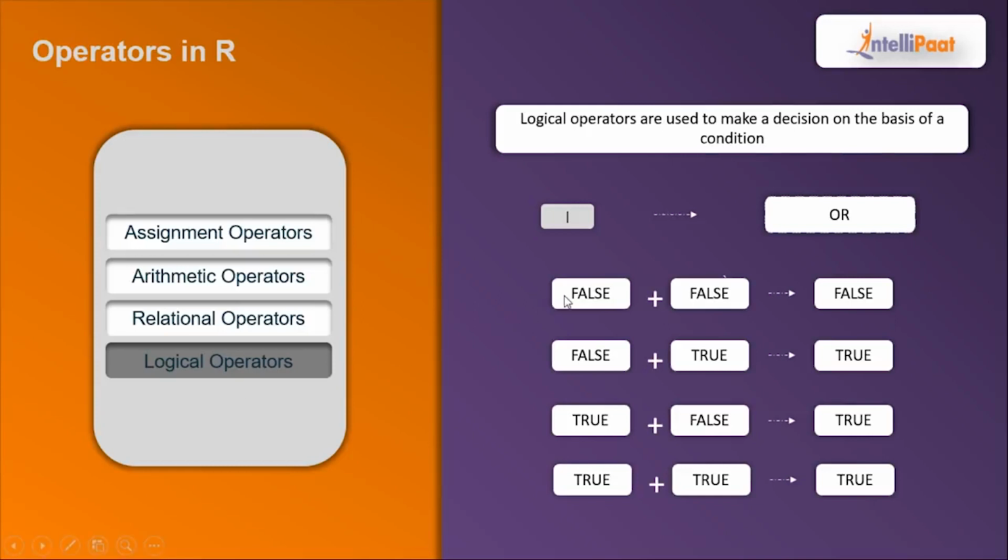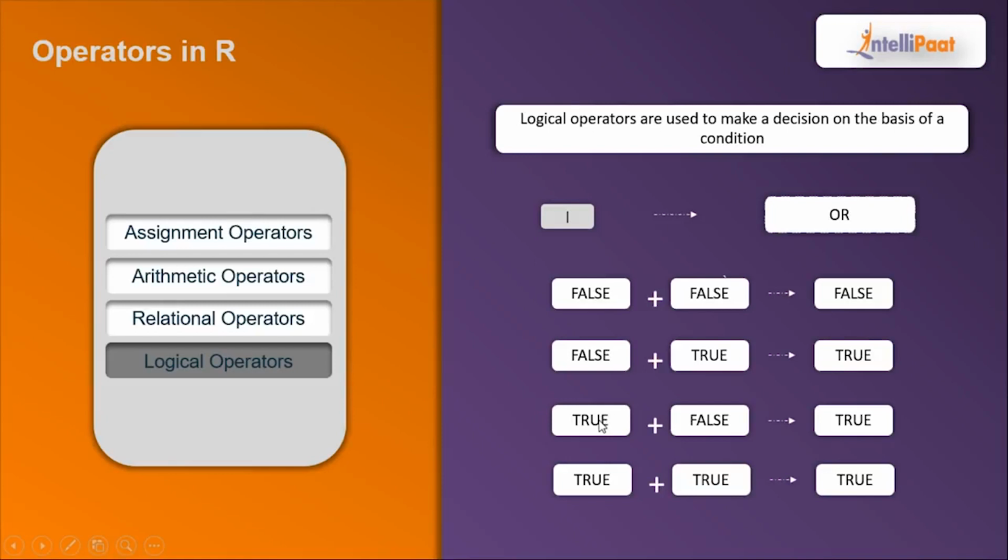So let's take the first case here. The first condition is evaluated to false. The second condition is also evaluated to false. And since both of the conditions are evaluated to false, the final result is false. Then we have the second case over here. Here, the first condition is false and the second condition is evaluated to true. And since the second condition is evaluated to true, the final result is true.